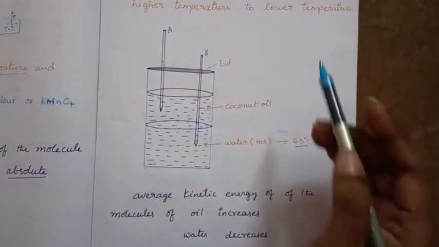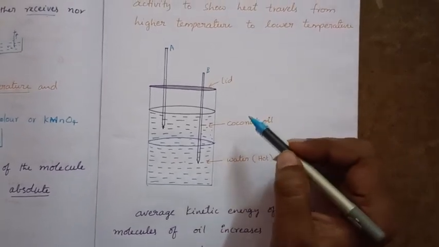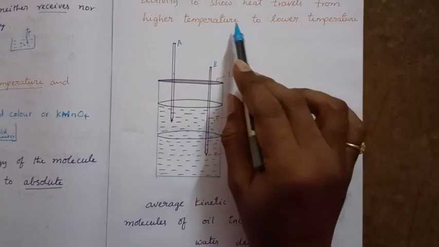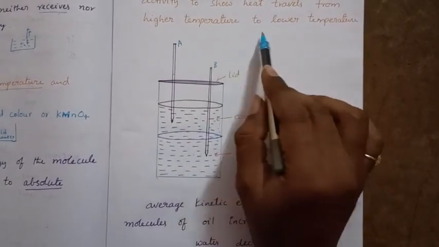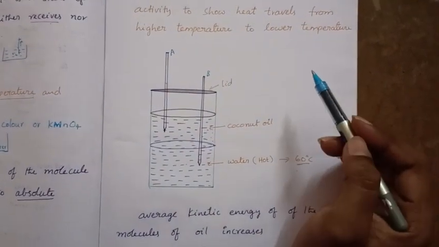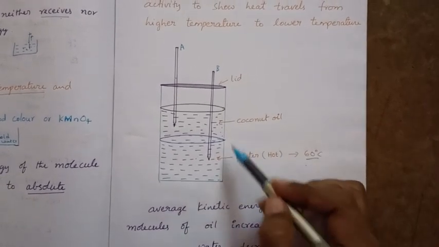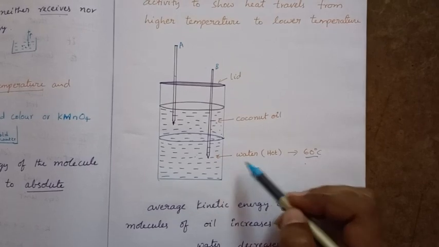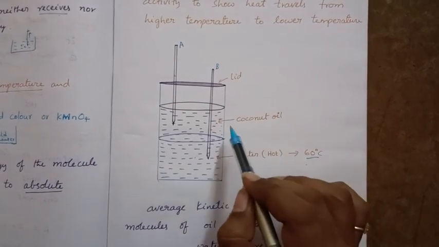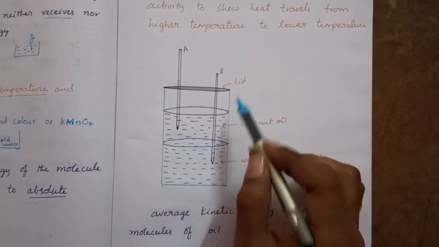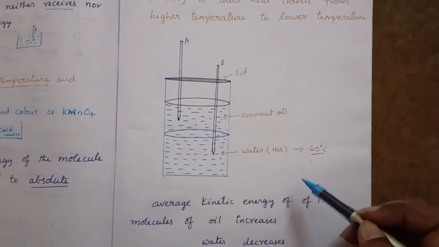Here first we should take the aim. What is the aim of this experiment? To show that heat travels from higher temperature to lower temperature. Next, materials required: glass vessel, water at higher temperature, coconut oil at room temperature, lid having 2 holes, and 2 thermometers.